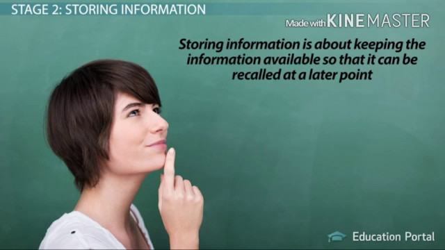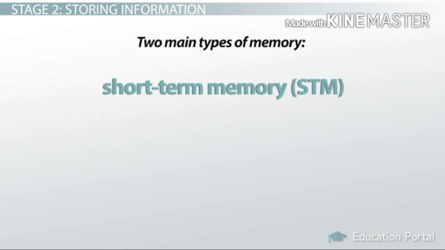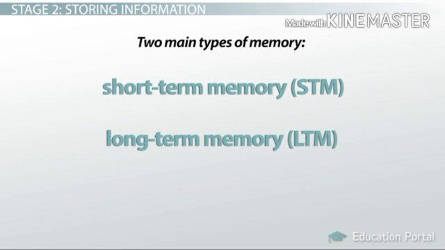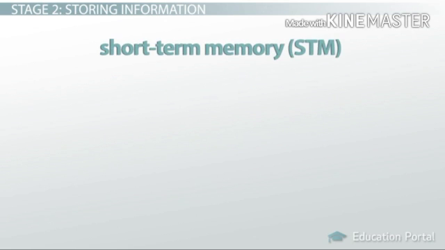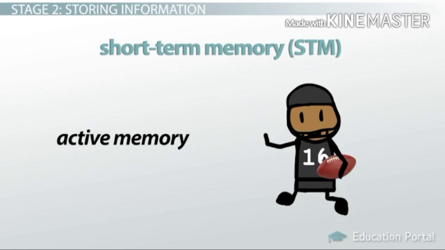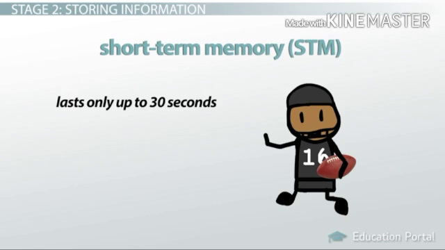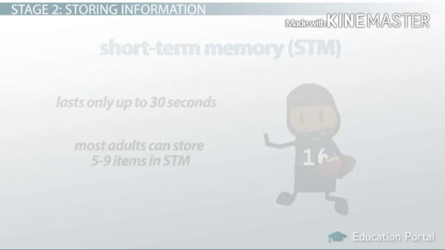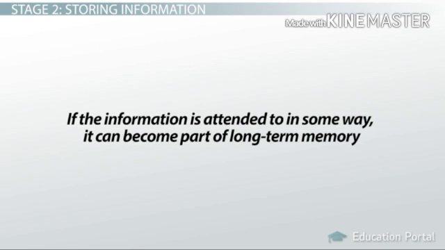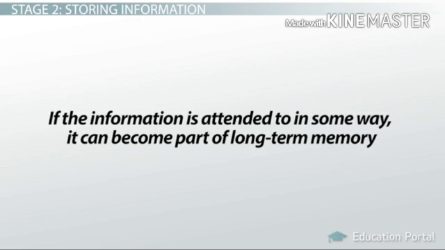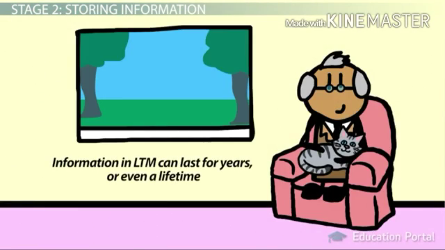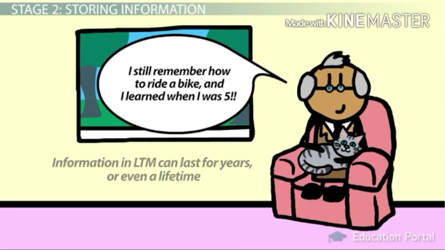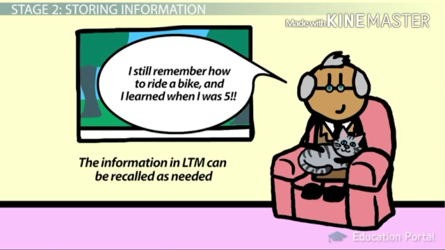Storing information is about keeping the information available so that it can be recalled at a later point. There are 2 main types of memory: short-term memory, STM, and long-term memory, LTM. Short-term memory is sometimes referred to as active memory. Information that is in STM lasts only up to 30 seconds, and most adults can store 5 to 9 items in STM. If the information is attended to in some way, it can become part of long-term memory. Information in LTM can last for years or even a lifetime. The information in LTM can be recalled as needed.